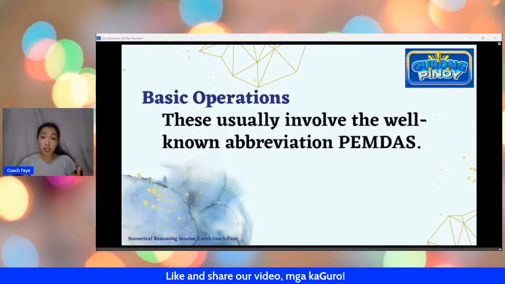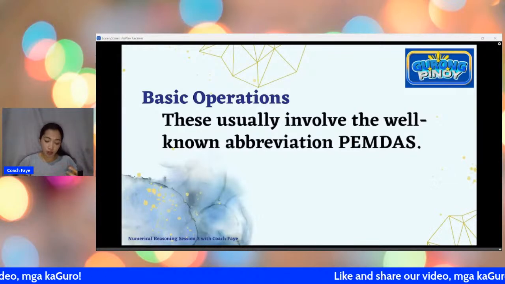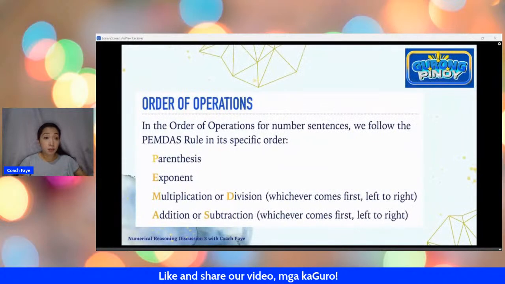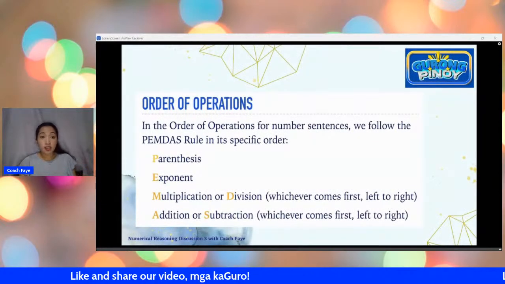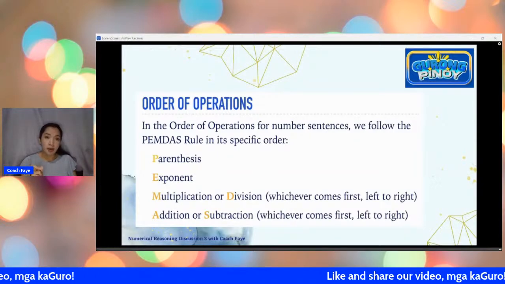Basic operations usually involve the well-known abbreviation PEMDAS. This is not just the only topic in basic operations, pero ito yung pinaka-common, yung PEMDAS. Ano po ulit yung PEMDAS? I think I showed this to some of you who were part of the previous reviews. Yung PEMDAS po is the order of operations. So yung technical term po dyan is order of operations.